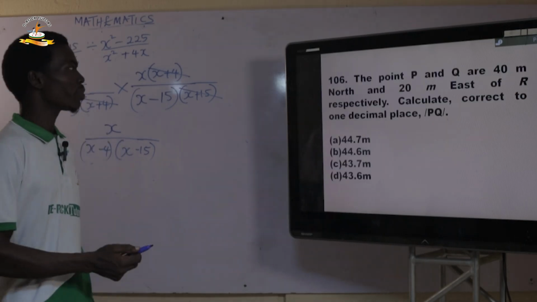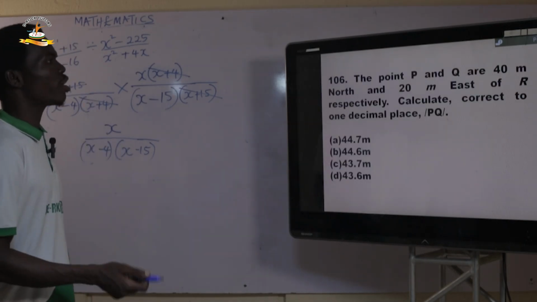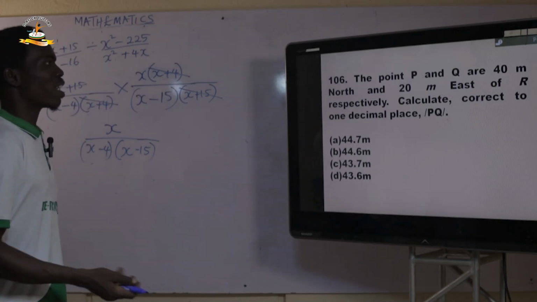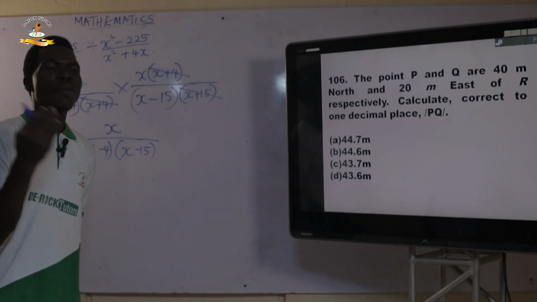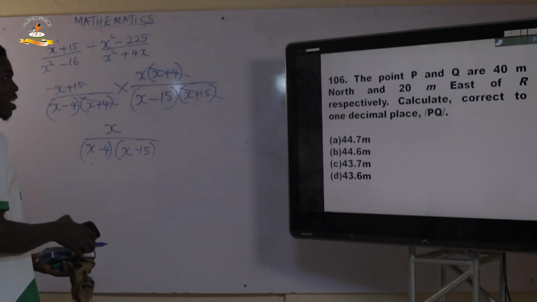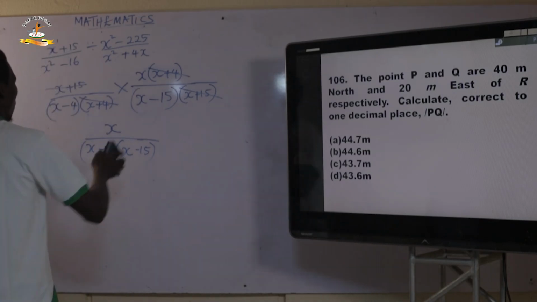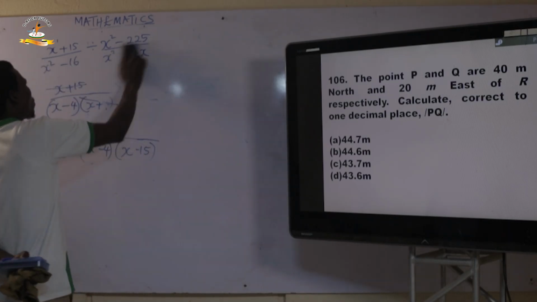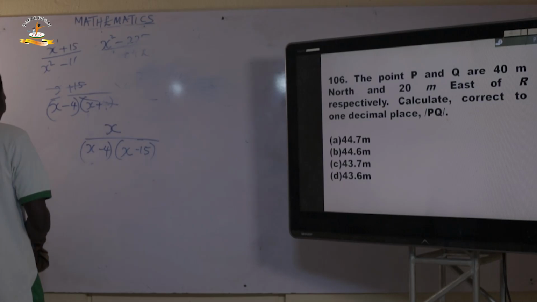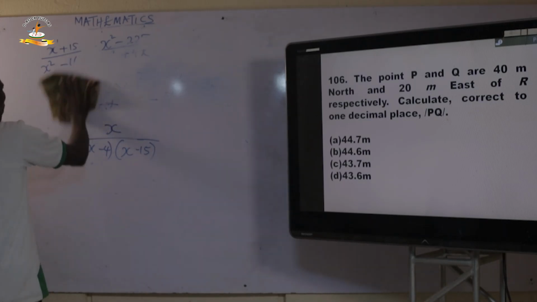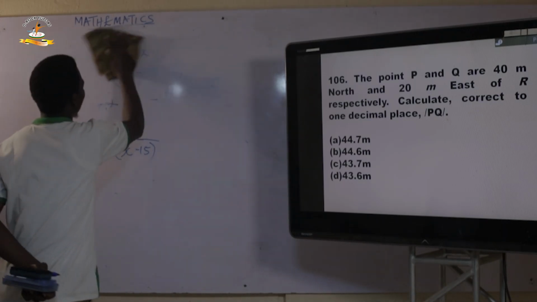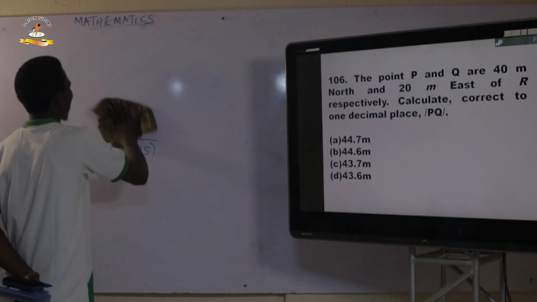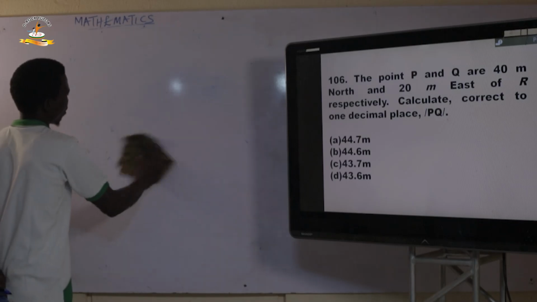Our next question. Alright, the points P and Q are 40 meters north and 20 meters east of R respectively. Calculate, correct to 1 decimal place, PQ. It looks like bearing, but this is not bearing, it is more of what? Trigonometry. So when you see your question, don't forget you need to get where this question is coming from. That's the first thing. Getting the topic it is coming from will give you a better insight into solving it explicitly. So let's see how it works.